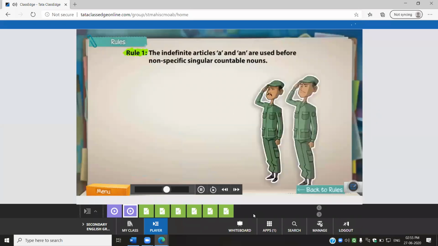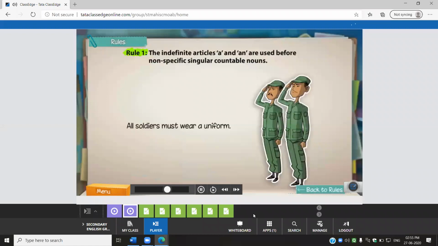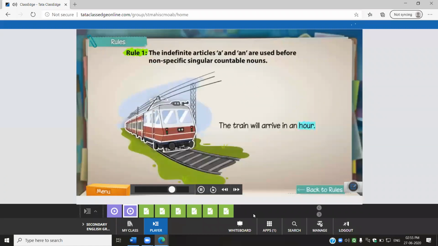Now look at this sentence. Although the word uniform starts with a vowel, the sound at the beginning of the word is U. The word therefore begins with the consonant sound y, so the article a and not an is used. Similarly, the word hour starts with the consonant h, but begins with the vowel sound ow, so the h is silent. So you use the indefinite article an before it.